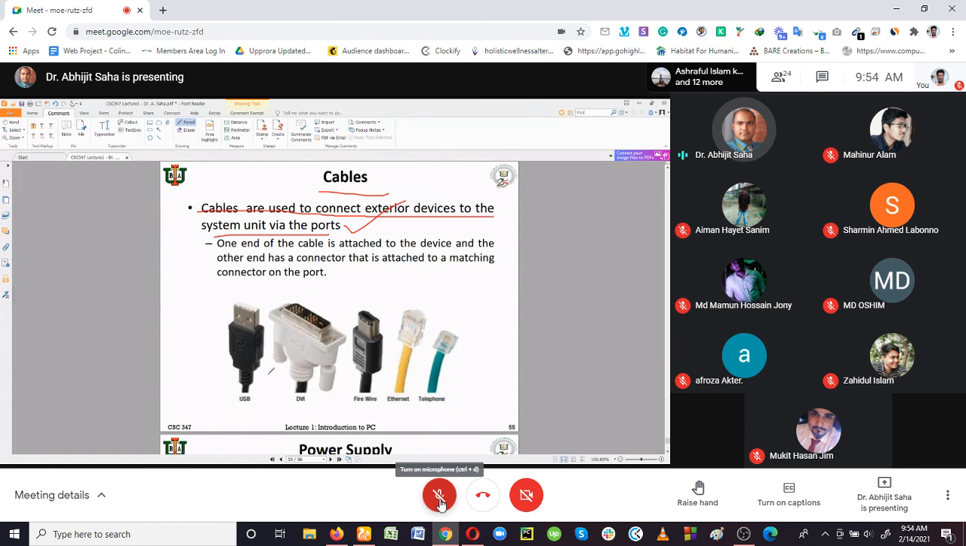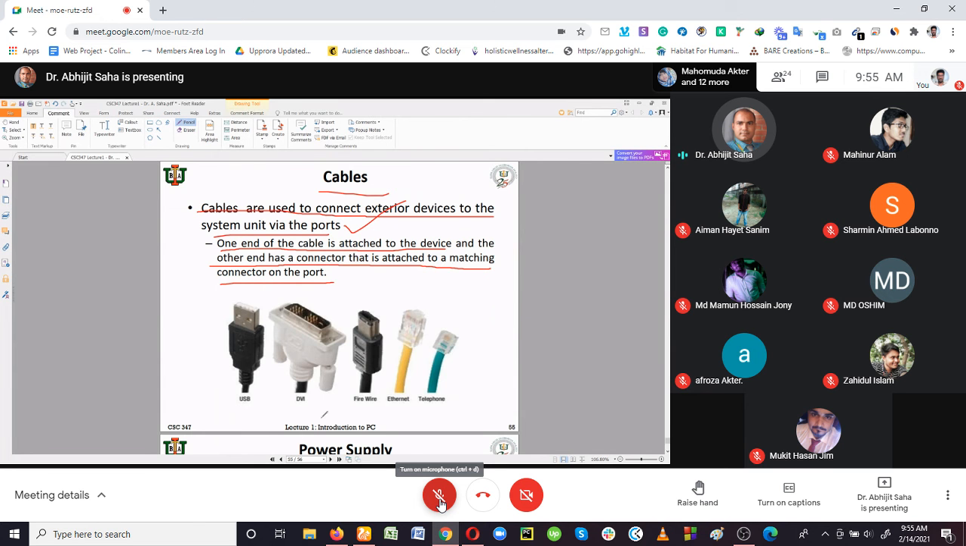Sometimes one end can be fixed to the device, or sometimes the cable is given to you so that you can connect both ends to the device and the computer system. So now you can see that one end of the cable is attached to the device, and the other end has a connector that is attached to a matching connector on the port, right?